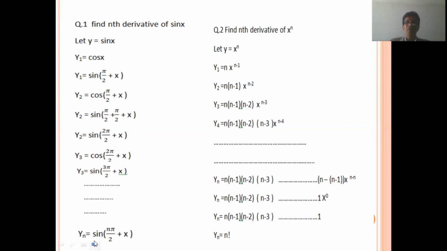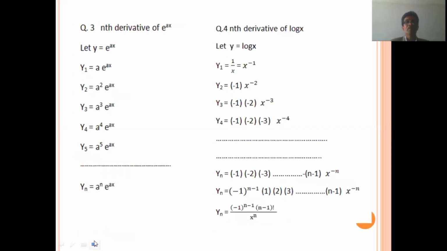Similarly, we can write the nth derivative in the same way. yn is equal to n(n minus 1)(n minus 2)(n minus 3) up to 1, times x to the power n minus n. And x to the power n minus n means x to the power 0, and any number to the power 0 is equal to 1. Therefore, the remaining terms are n into (n minus 1) into (n minus 2) up to 1, which is factorial n.